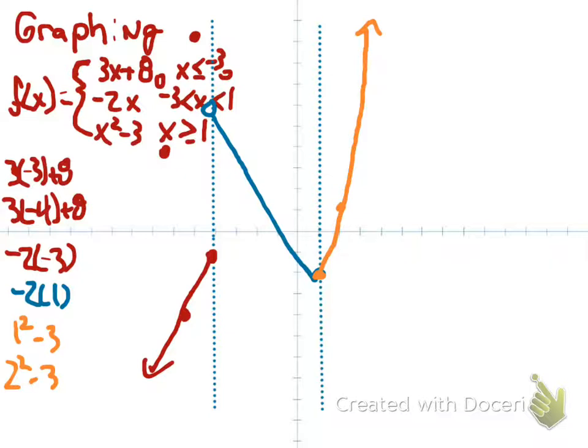This is a piecewise function. I chose some points to help me graph the lines, and then that was it. You're done. You don't have to do it in different colors. I'm trying to do it in different colors so you know which ones I use or which sections responded to what. Okay, so let's look at another example.